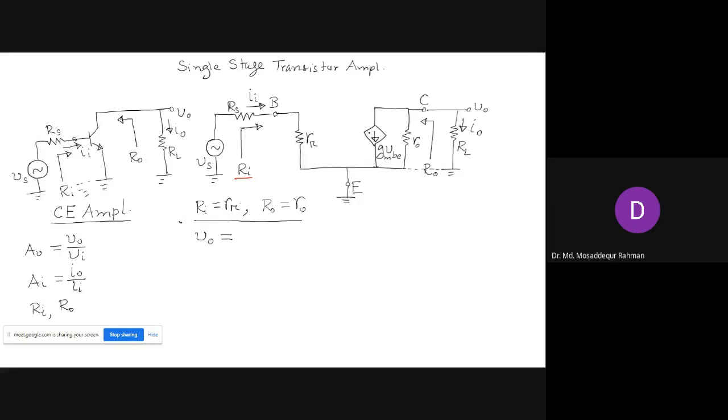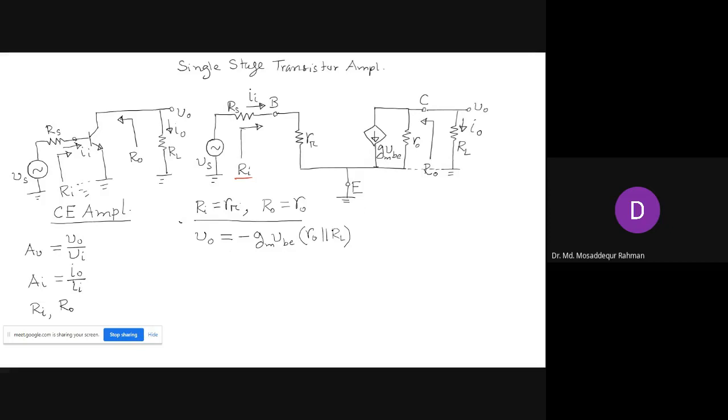But we can straight away write that this is the total current gmVBE, and that is supplying this parallel combination r naught and RL. But this will have a minus sign because the current through the resistances will flow upward, right? It is flowing in this direction. So we'll have minus gmVBE, and that times r naught, that is in parallel with RL. So that is our expression for the output voltage V naught.